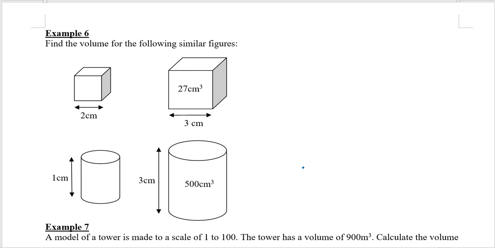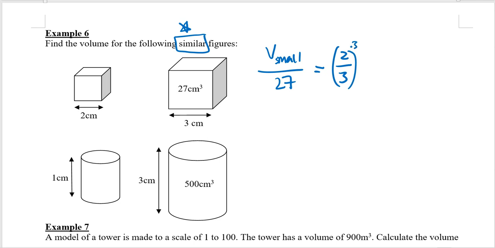Let's look at example 6 first. It says find the volume of the similar figures. The question has to first tell you the condition that they are similar. If they never tell you it is similar, you cannot assume that it is similar. In this case, since they are similar, for the first one, I am supposed to find the volume of the smaller cube. So I will say that V, the small cube over the larger cube, is 2 over 3 cube.